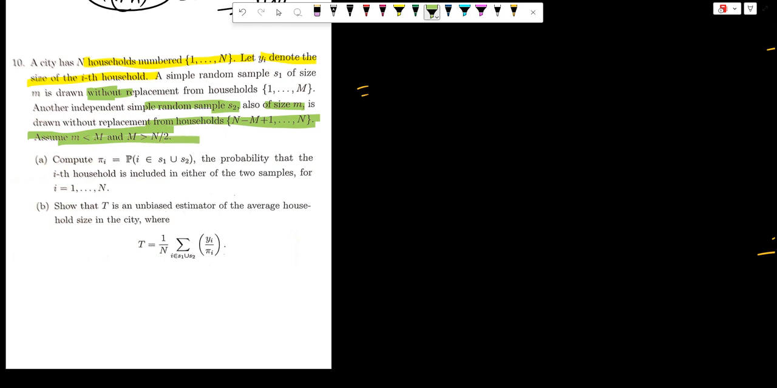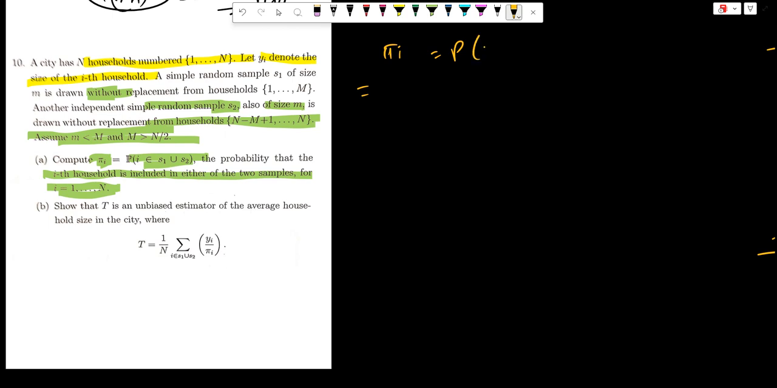So assume that m is less than or equal to n and m is greater than n by 2. So suppose pi i equals this value: the probability that the ith household is included in either of the two samples, for i equal to 1 to n. Okay, so how to solve this? We need to find out this pi i here.